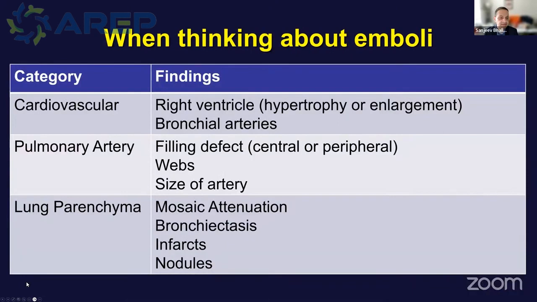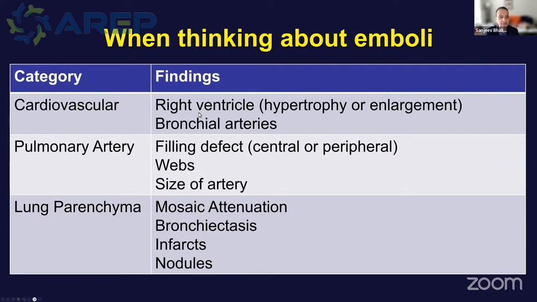And each of these definitions will impact treatment to some degree. Now, one of the things that's true, and we teach our residents and our fellows at our institution, is that when we think about pulmonary emboli, I think most of us think about filling defects that are within the pulmonary arteries. But what I would like you to do, when you're looking at an embolism protocol CT, is think about these three categories. Think about the cardiovascular findings, the pulmonary artery findings, and the lung parenchyma.